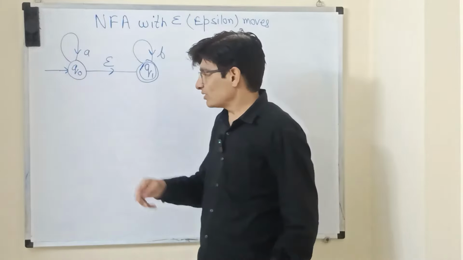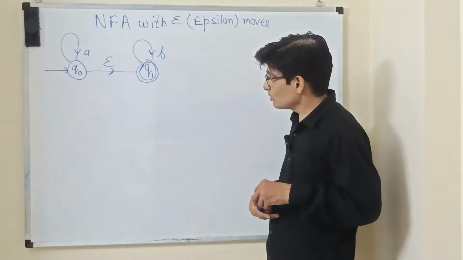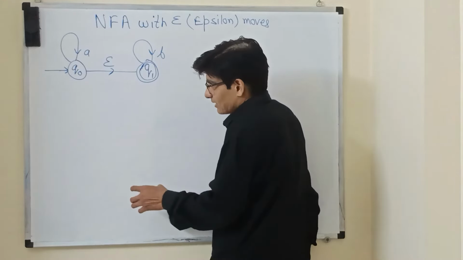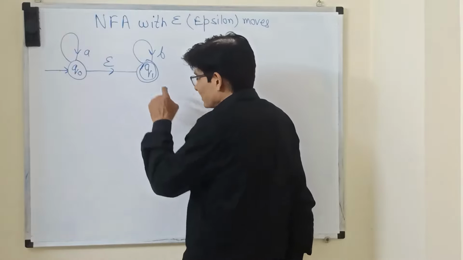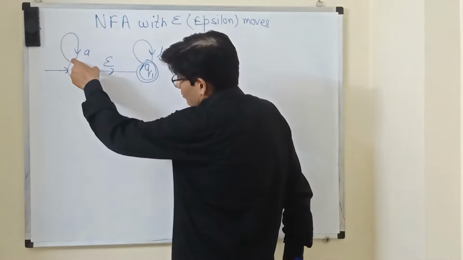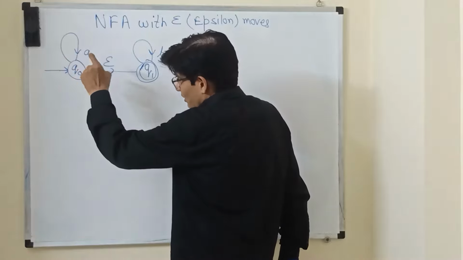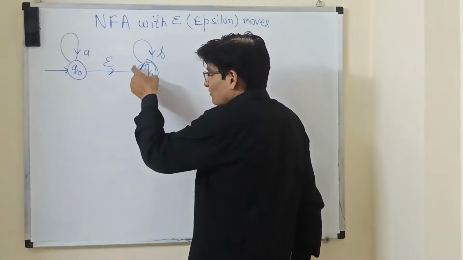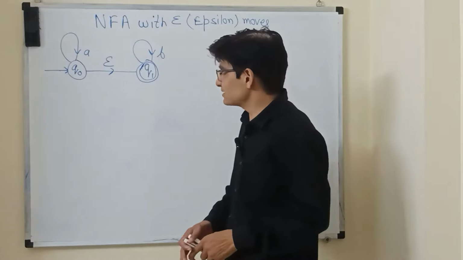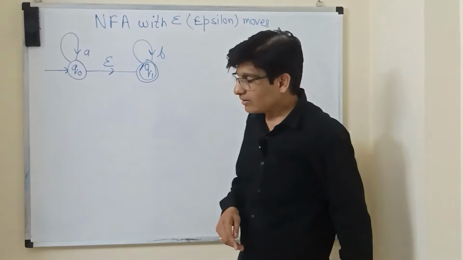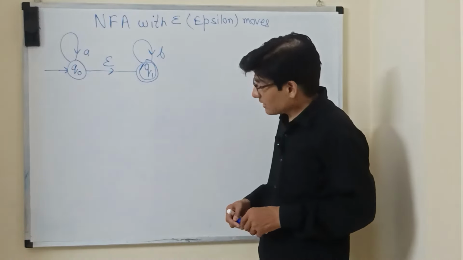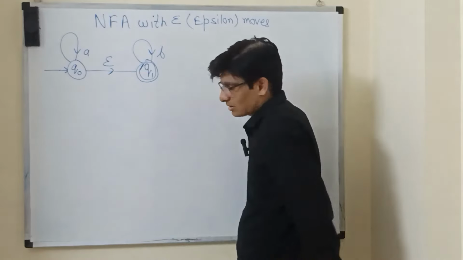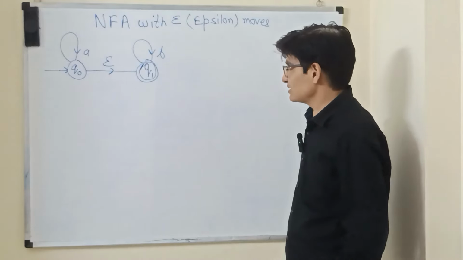So this is one example of an NFA with epsilon move, and here you can see two states are there. Q0 is the initial state, Q1 is the final state, and on Q0 we have a self loop of A, and on Q1 we have a self loop of B, and there is one epsilon transition between A and B. Now, dear friends, I will tell you what kind of language this particular NFA is representing.